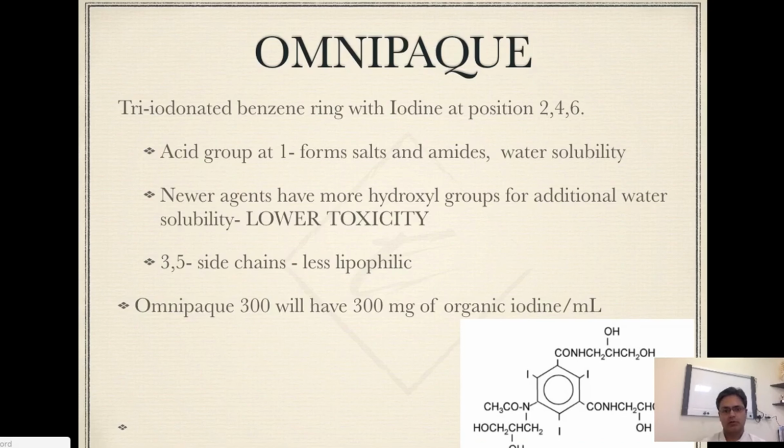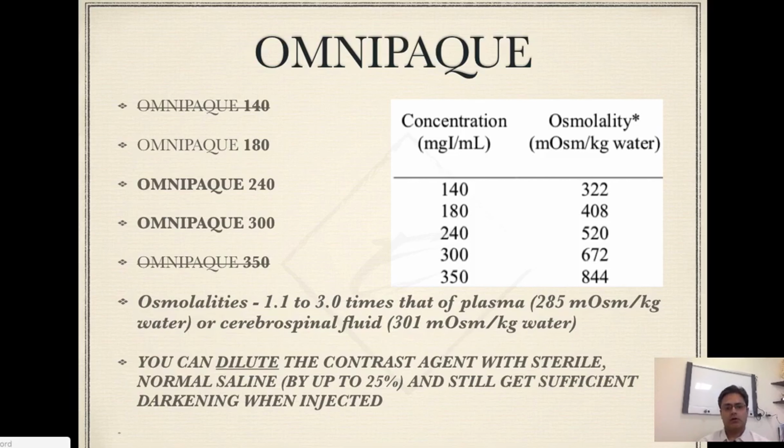So what I want to highlight over here is that for spinal procedures, if there is a chance of the contrast going intrathecally, then you should not be using anything more than 300. So the commonly used ones are 240 Omnipaque and 300 Omnipaque. These are the ones most commonly used for procedures where there can be uptake intrathecally.